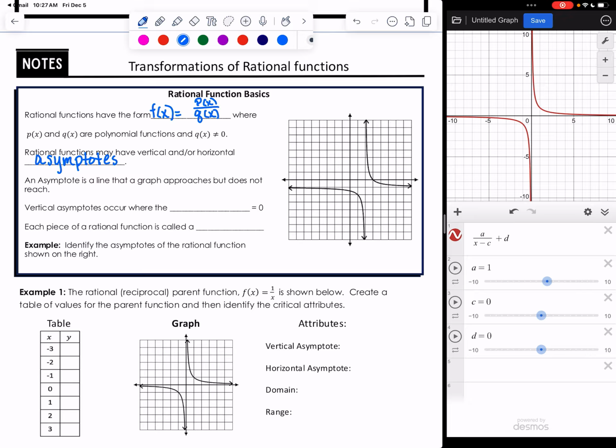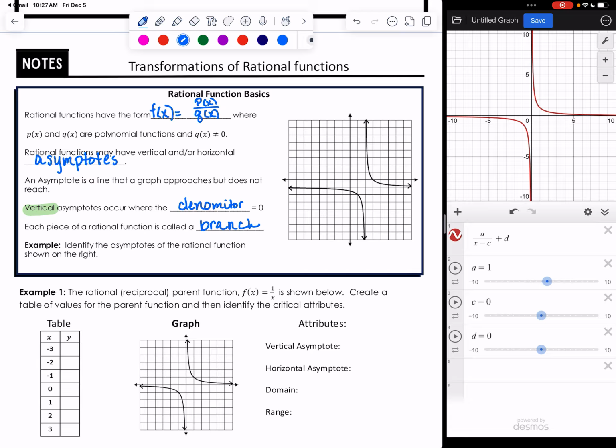An asymptote is a line that a graph approaches but does not reach. Vertical asymptotes occur where the denominator would equal 0. And each piece of a rational function is called a branch.